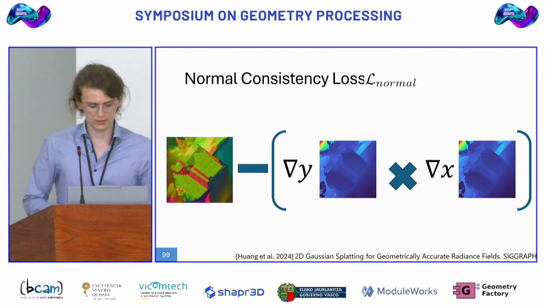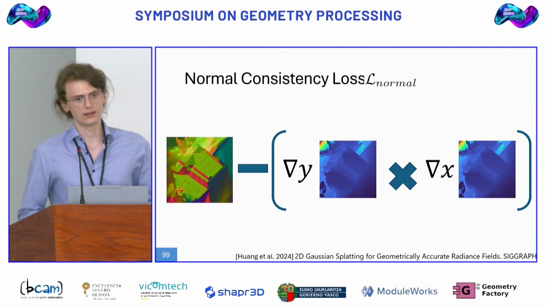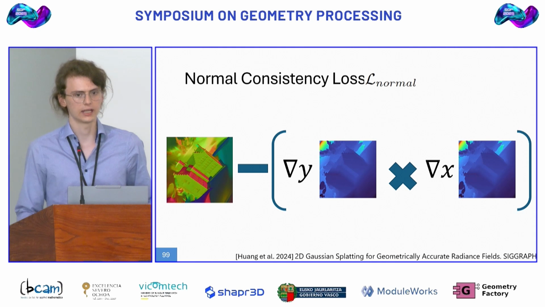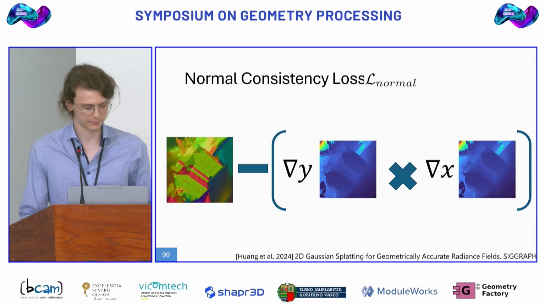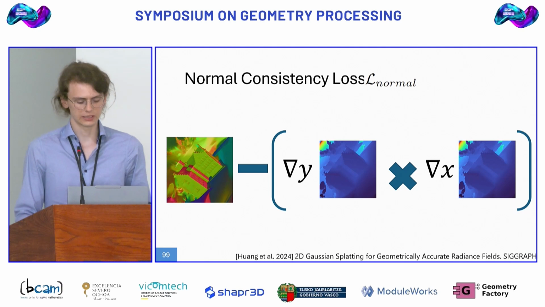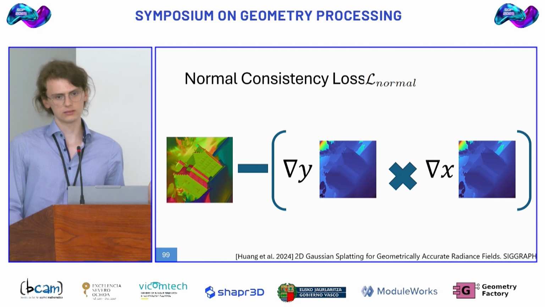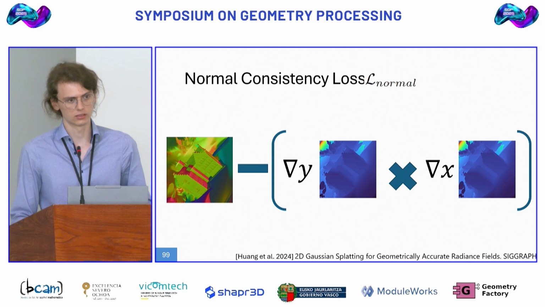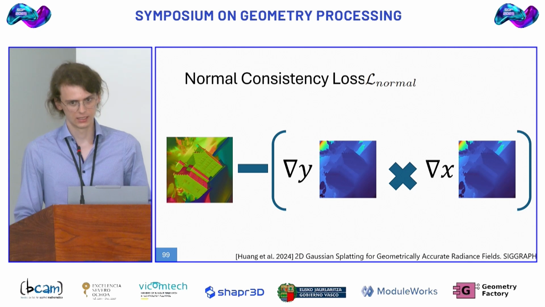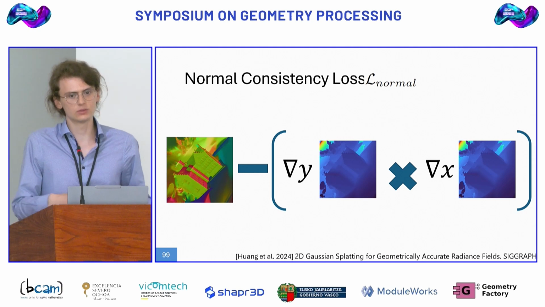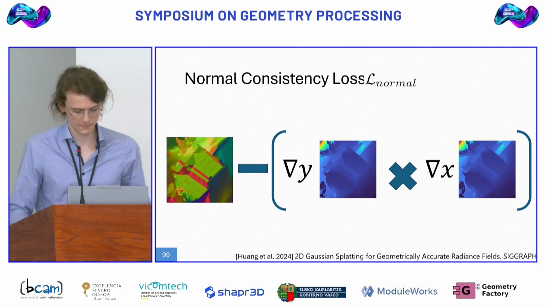Okay, so we can then blend all of these normals together using alpha blending to get a normal map for every single pixel. And now we can introduce our normal consistency loss here as the difference between the normals that we have extracted from the Gaussians and the finite difference approximation of the normals, which we can calculate from our depth image. Now, because 3D Gaussians are kind of volumetric, this will not be exact, and we can use this as a target for optimization.